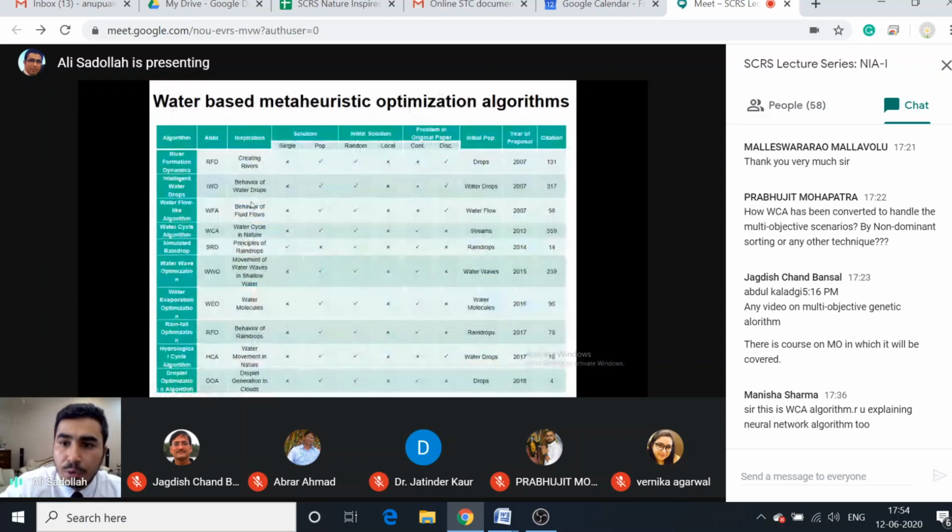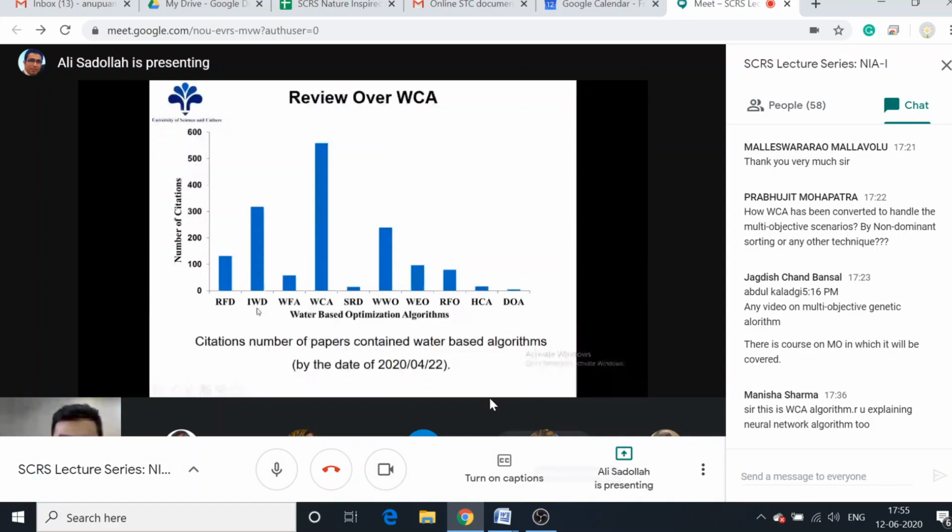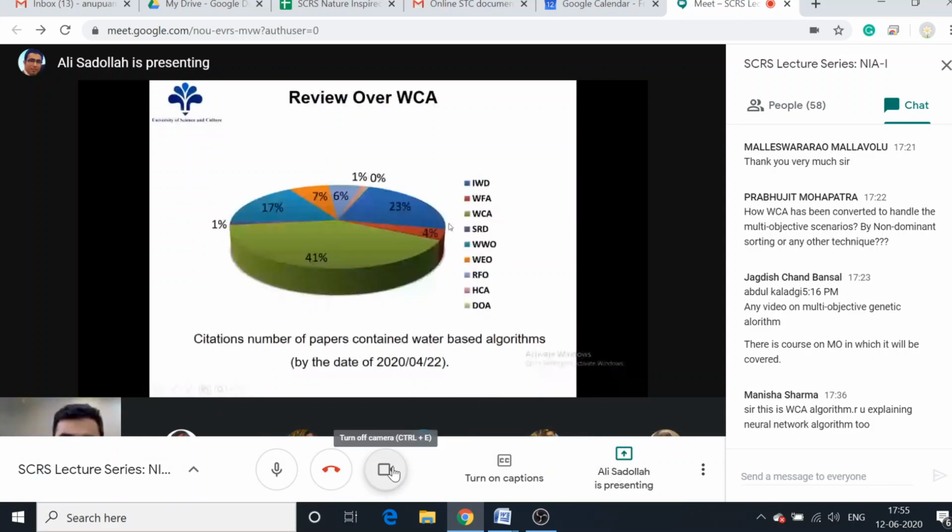Then the year of proposal, the citations so far, and the differences between these water-based algorithms. And this is the number of citations so far they got from the Web of Science. Among the water-based optimization algorithms, WCA had the highest ranking. After that, IWD has the second rank, and water wave optimization the third rank. And this is 41% regarding WCA among the water-based optimization algorithms.